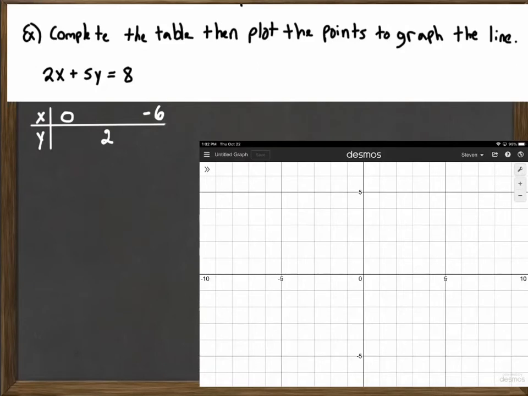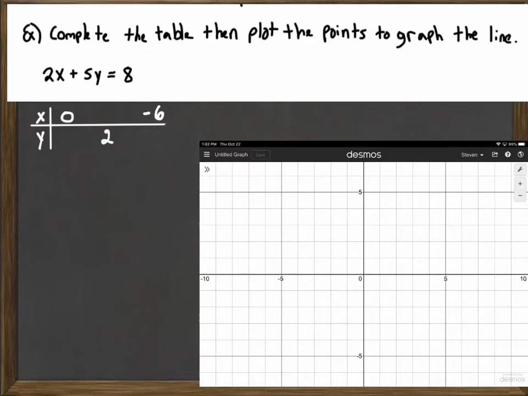And so some of the earlier problems will give you a chart like this for our equation. We're instructed here to complete the table, then plot the points to graph the line. So our equation is 2x plus 5y equals 8. And we're told here x is 0, figure out what y is; y is 2, figure out what x is; x is negative 6, figure out what y is. So let's begin with the x equals 0.